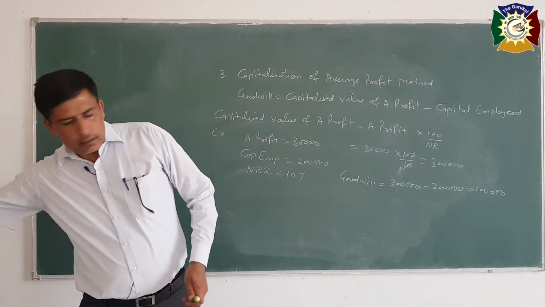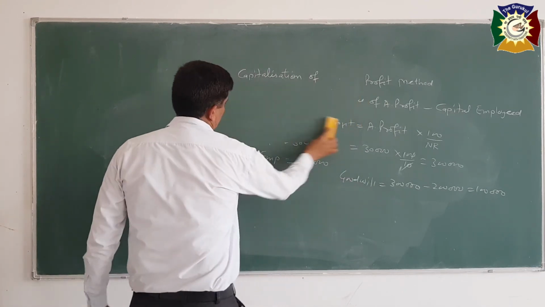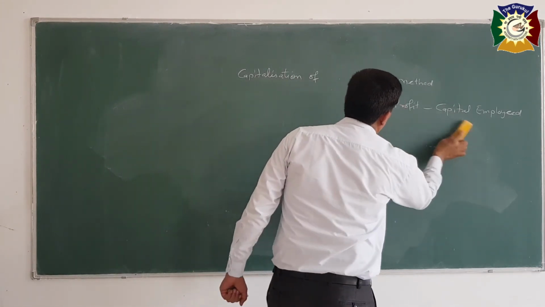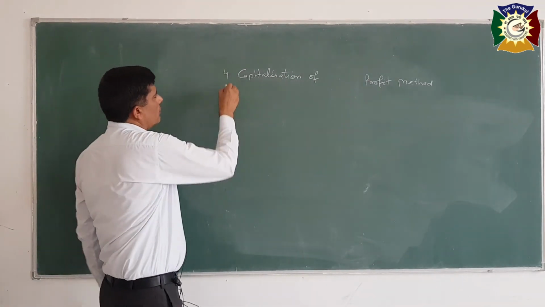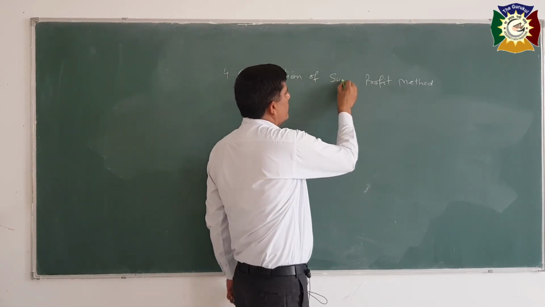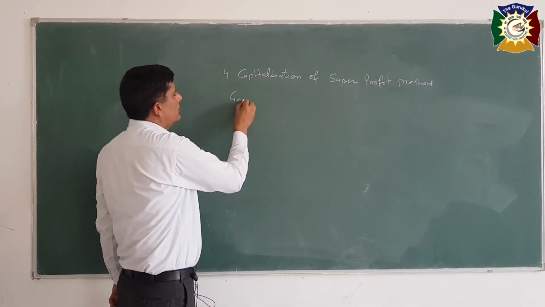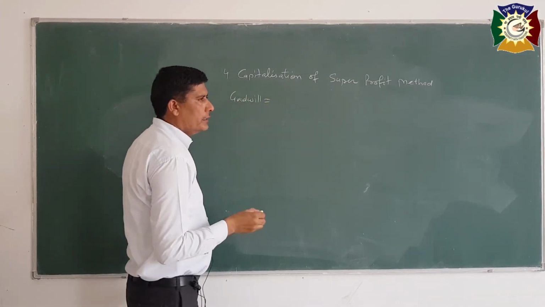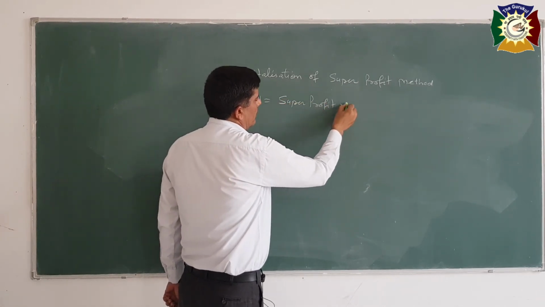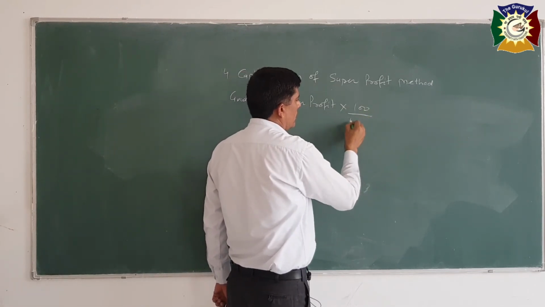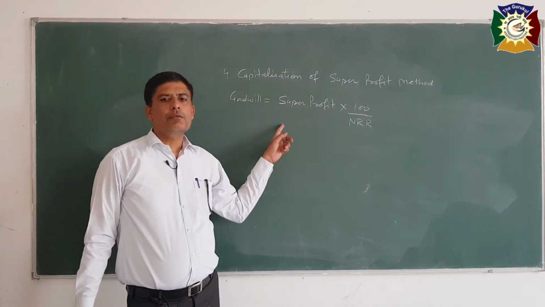And the last method is the fourth, capitalization of super profit method. So in this method you can calculate the value of goodwill. The formula is super profit into 100 upon NRR. So by applying this formula, you can calculate the value of goodwill.